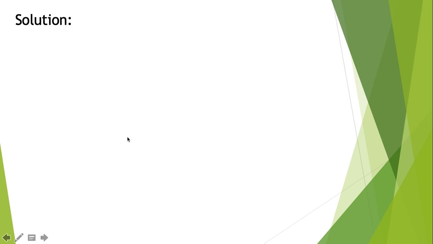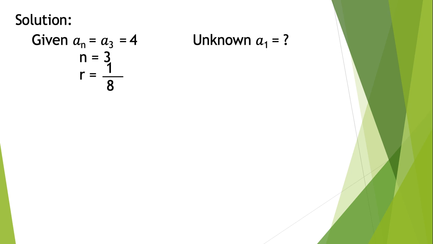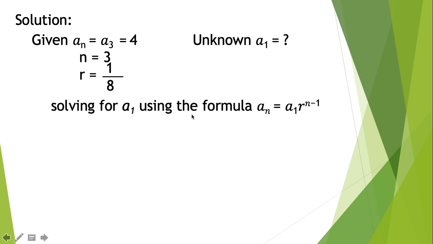Now let's identify our given. a sub n is equal to a sub 3, which has a value of 4. And n is equal to 3, and our r, which is our common ratio, is equivalent to 1 over 8. And our unknown is the first term. Now, solving for the first term, or a sub 1, we will use the formula a sub n is equal to a sub 1 times the common ratio to the power of n minus 1.